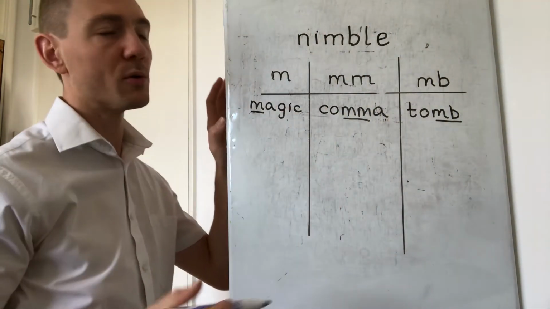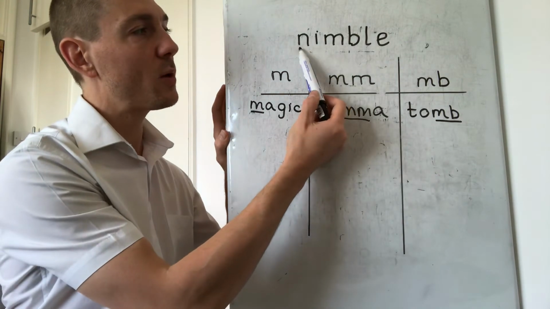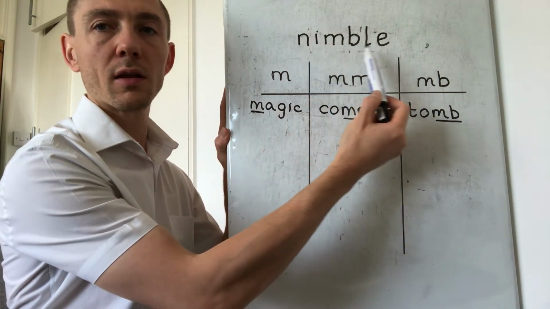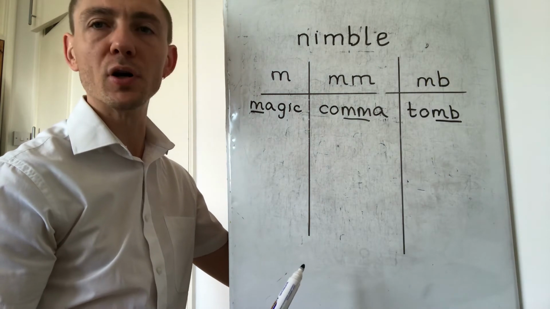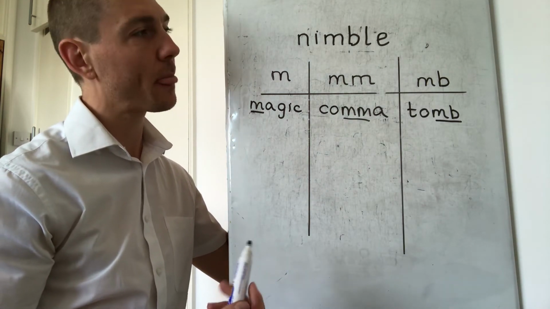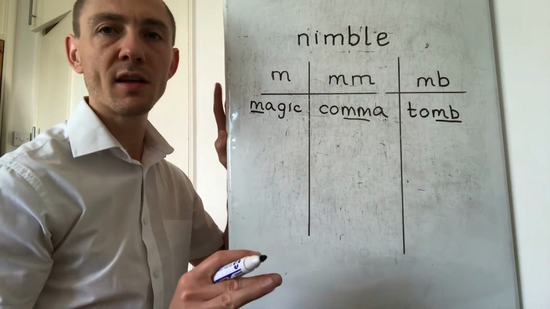This is a 2-syllable word, so we say 1, 2, 3. Nimble. Nimble. Now be careful with this one. Over to you.